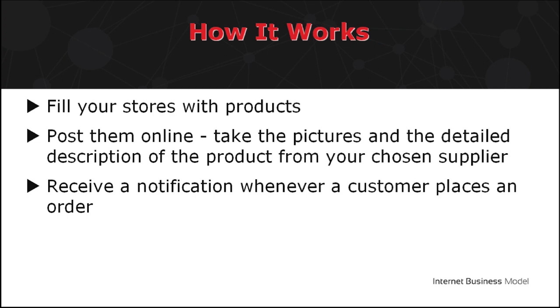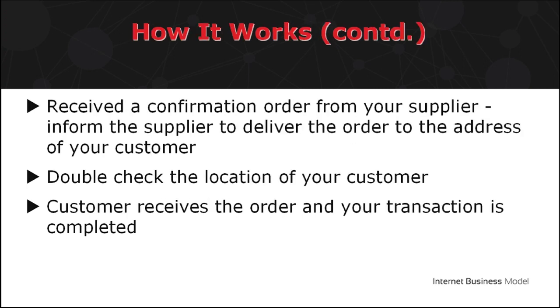Next, a customer or two will be interested in what you're offering. Then they'll place an order and pay for it. You'll receive a notification whenever a customer places an order. When that happens, contact the shipper who stocks up on this product. Place the same order as your customer to your supplier. Once you've received a confirmation order from your supplier, you need to inform the supplier to deliver the order to the address of your customer. Double-check the location of your customer's address. Then the customer receives the order and your transaction is completed.